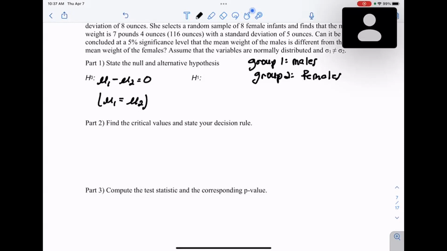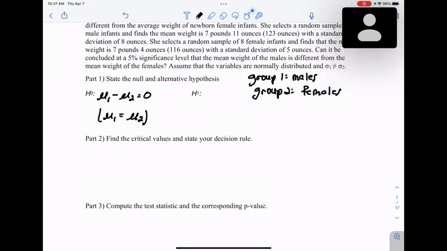Then, what is the alternative? Yeah, they're not equal. Right here, the last part it says is different. We don't know whether it's going to be greater than or less than for the male infant weight. So it'll be mu1 minus mu2 does not equal 0. Or another way you could write that as mu1 does not equal mu2.